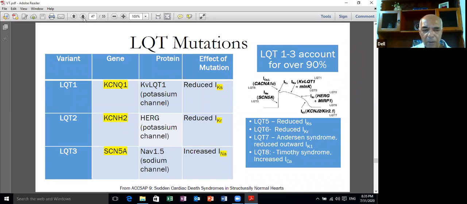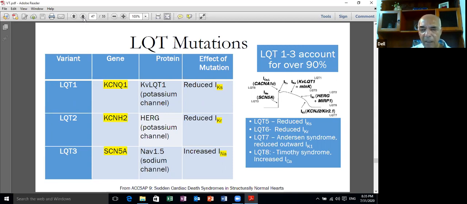And then long QT syndrome number 3. This is due to not loss of function but gain of function of the sodium channel, and this results in long QT3. Phenotypically, it's characterized by a long ST segment and a short, low voltage peaked T wave. It is not responsive or minimally responsive to beta blocker, but is responsive to mexiletine.